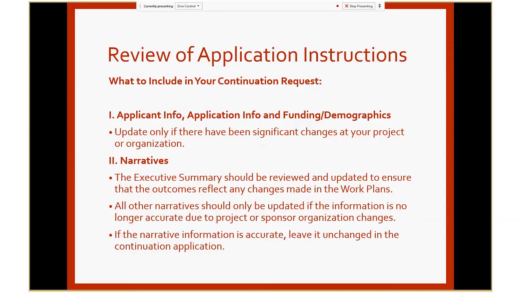So the applicant information, the application information, and the funding demographics, this section is really things to update if there's been significant changes at your project or your organization. So basically the project director has changed or a different point of contact has changed. That's really where you're going to update this information.